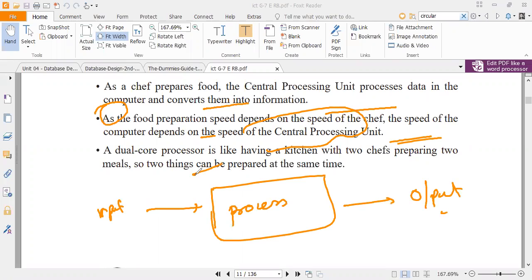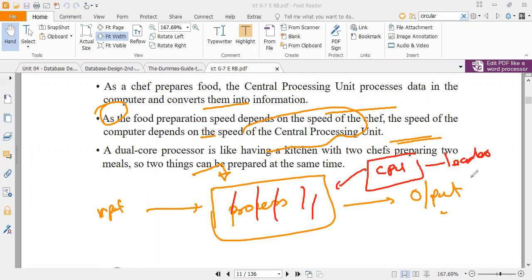So the process here is done especially by the CPU. It will be the leader of the decision making. So the processor, or else we can say CPU, is one of the important roles which plays during the computer run.